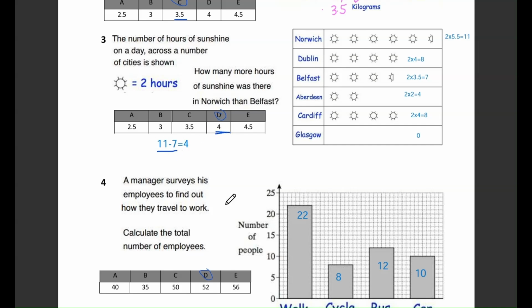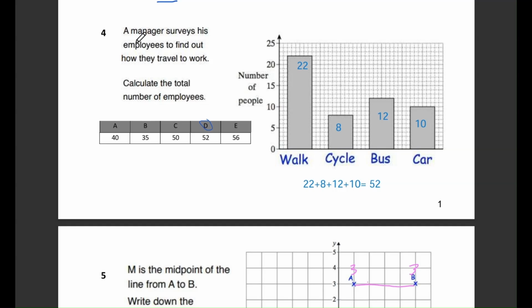Question 4. Question 4 involves a bar chart. A manager surveyed his employees about how they travel to work. The question asks for the total number of employees surveyed based on the data in the chart. Our answer choices are A, 40, B, 35, C, 50, D, 52, and E, 56.